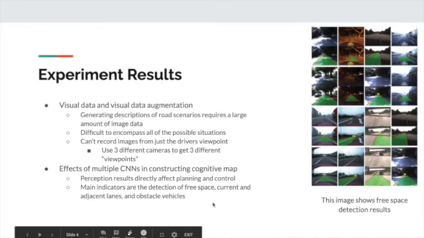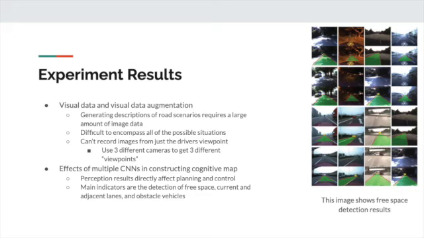Visual data and visual data augmentation. Generating descriptions of road scenarios requires a large amount of image data, and therefore it's difficult to encompass all of the possible situations that a self-driving car may see when on the road. And because of that, they can't record images from just the driver's viewpoint. So what companies have been doing is they use 3 different cameras to get 3 different viewpoints, and then they merge all of the videos from those 3 cameras into one, so it's more of a realistic view, including just straightforward vision and then peripheral vision.